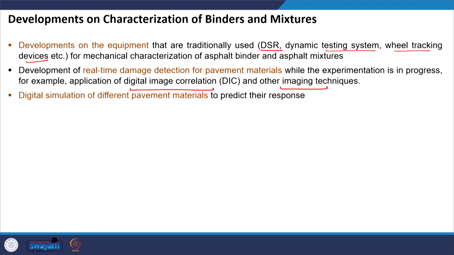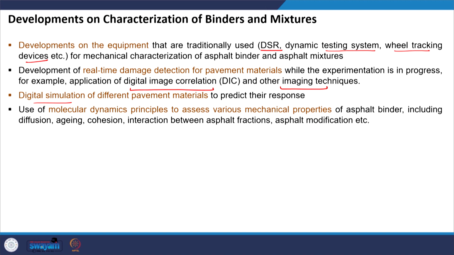Then researchers have felt that the pavement material testing requires a lot of time, lot of effort in the laboratory. So, to reduce those effort, various digital simulation methods have been developed, where by doing some minimal test in the laboratory we can predict a lot of properties of the asphalt binders and mixtures. People have used the concept of molecular dynamic principle to assess the mechanical response of the asphalt binder once we have the properties at the micro level.